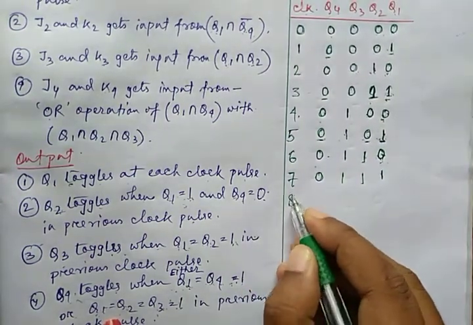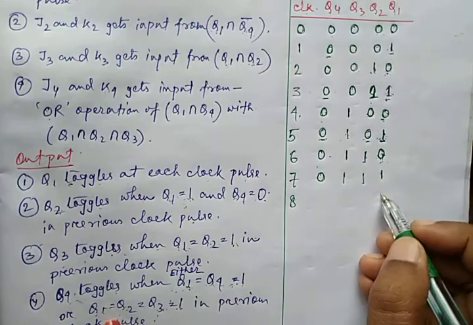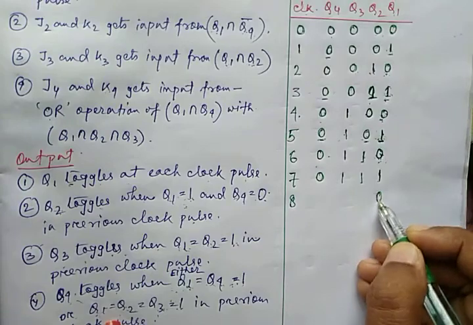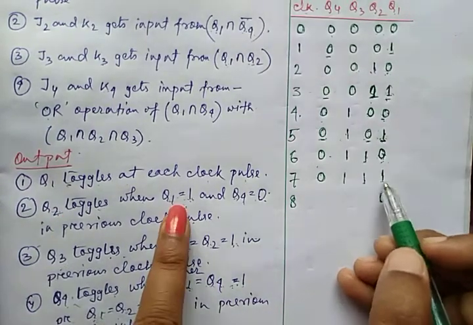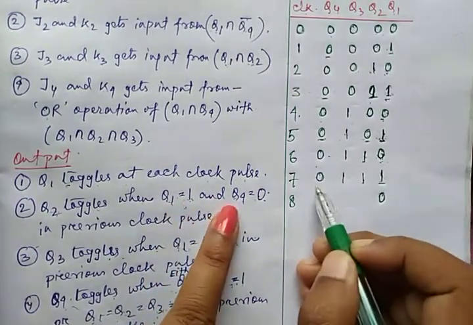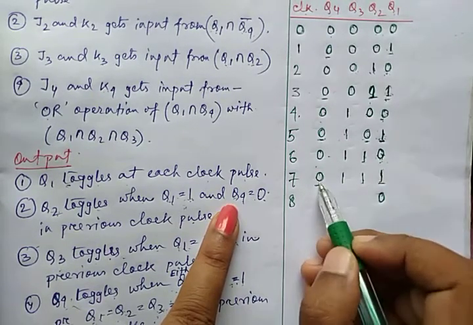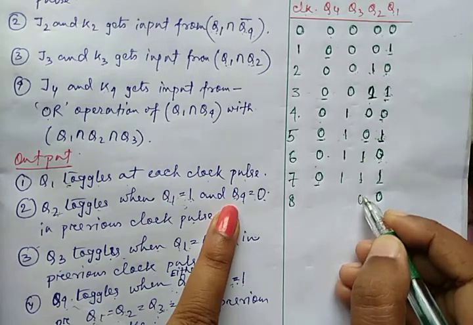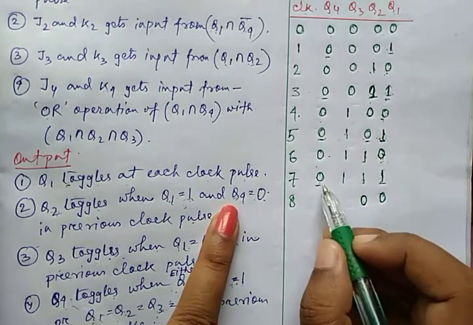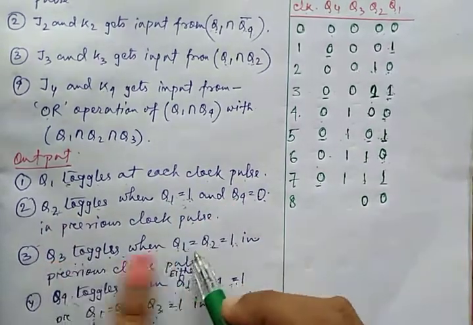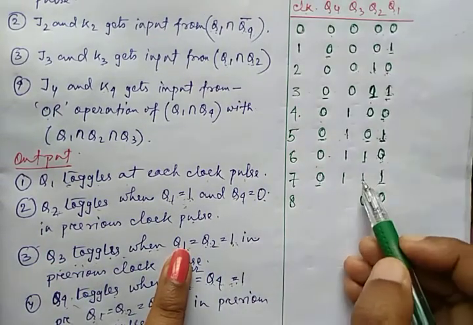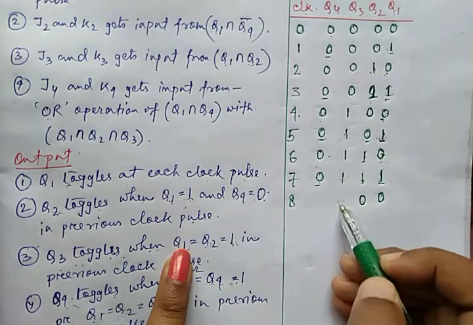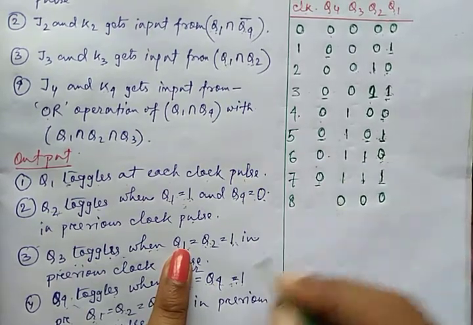For the 8th clock pulse, Q1 changes, previous was 1, now it will be 0. Q2 toggles when Q1 is 1, Q4 is 0. Here Q1 is 1, Q4 is 0, so it will change. Change means previous was 1, now it will be 0. Q3 changes, Q1 and Q2 are 1. So again this toggles, which means previous was 1, now it is 0.